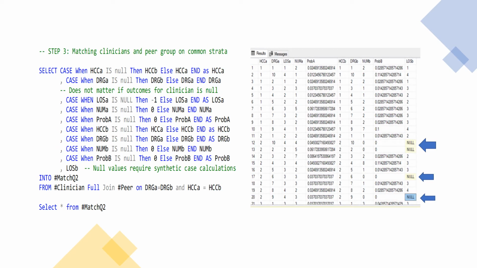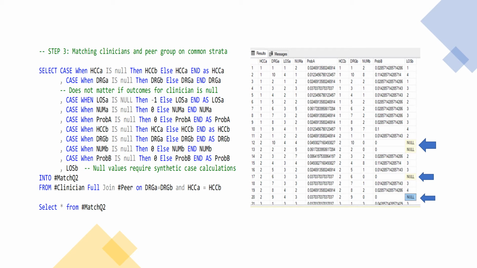The next step is matching the clinicians and the peer group's patients on common strata to see what is missing and if any patient type is not having a match in the other group. We observed that 4 types of patients seen by the clinician, however, don't have a peer match. And these are indicated by the null values on the right with the arrow. It doesn't matter if we get a null value for clinician, meaning patient types that are seen by the peers but do not have a match by clinicians, since the comparison is done on the clinician's patients, not on the peer patients.